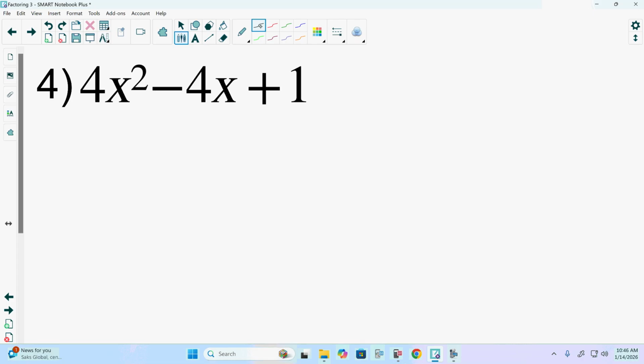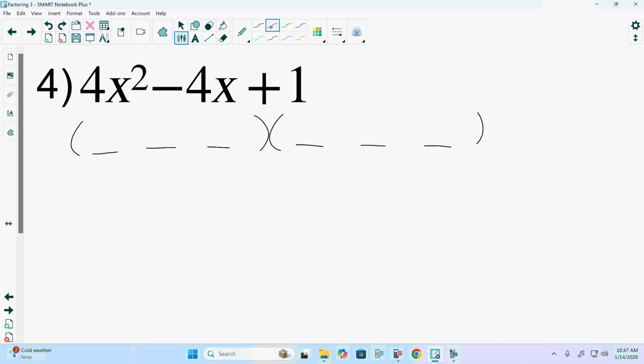First thing again, we want to look for greatest common factor. Is there a number or term in common with all three? As we look at 4x squared, 4x, and 1, there's not a variable in all three spots. And because one of the terms is 1, there's no greatest common factor other than 1. It kind of tells us there's not going to be one. So that means we'll move on to our two sets of parentheses with 3 spaces.